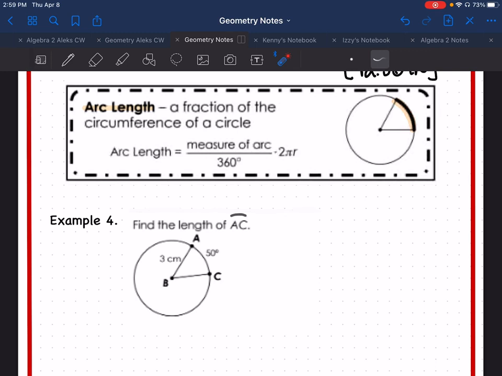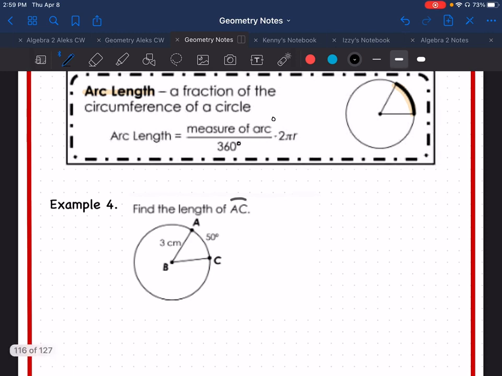To find the arc length, I need to know the measure of that arc. So how many degrees is this angle? Because remember, the degrees of this angle match the degree of that arc, divided by 360, because that's how many degrees are in a full circle, times 2 pi r. Notice this is the circumference formula. One thing to note is that the measure of the arc and the 360 both are in degrees.